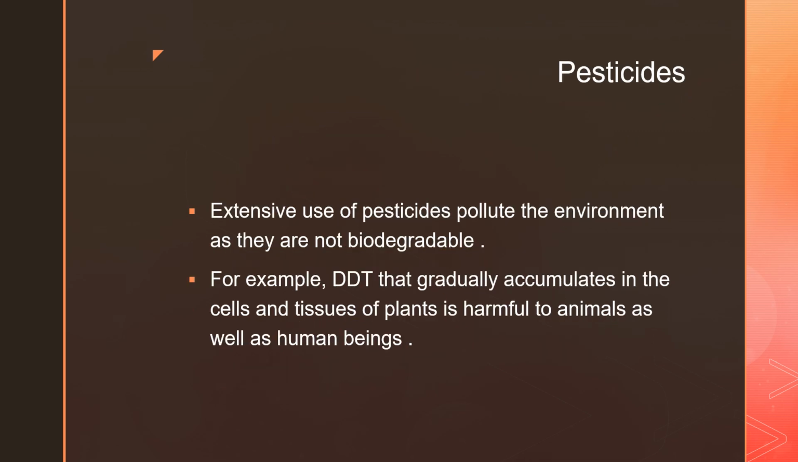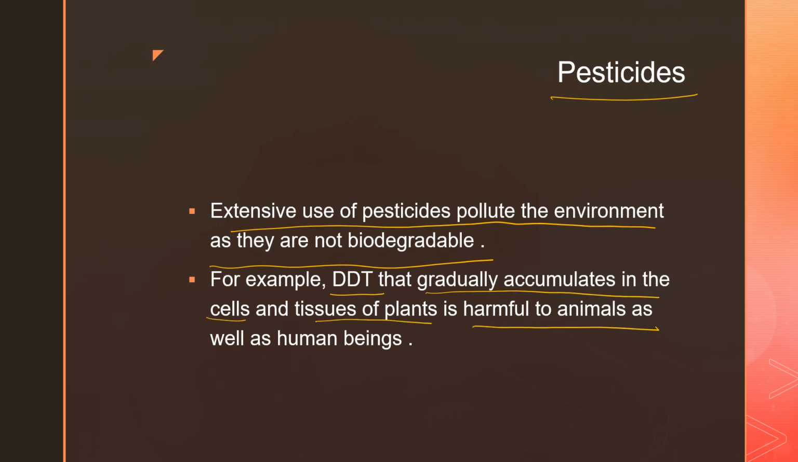Now comes the pesticides. Extensive use of pesticides pollutes the environment, and they are not biodegradable. For example, DDT gradually accumulates in the cells and tissues of plants and is harmful to animals as well as human beings. We consume those pesticide-affected plants, which is harmful to us as well as other animals.